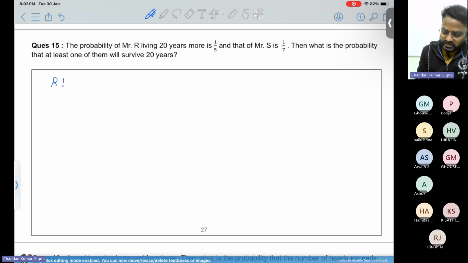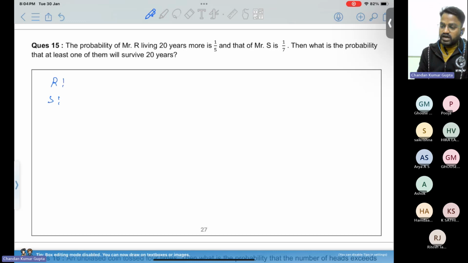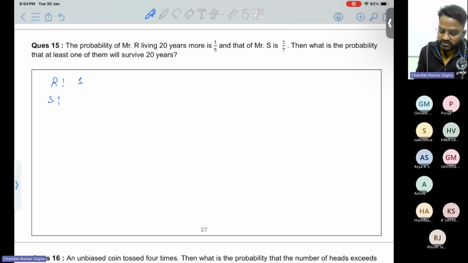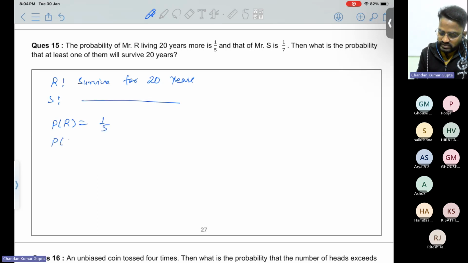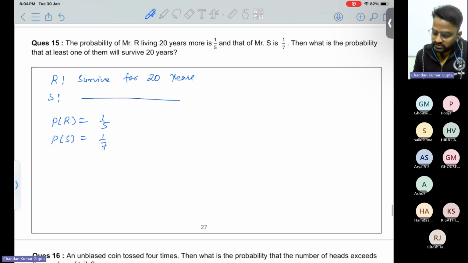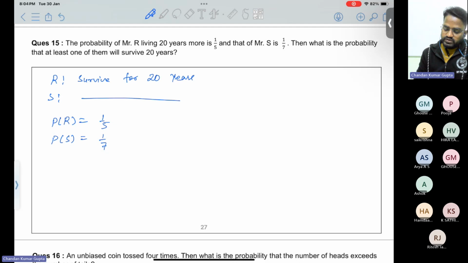Suppose we can write the event like this. Suppose Mr. R survives for 20 years, and similarly S survives for 20 years. We are given that the probability that R will survive for 20 years is 1 by 5, and the probability that Mr. S will survive is 1 by 7.